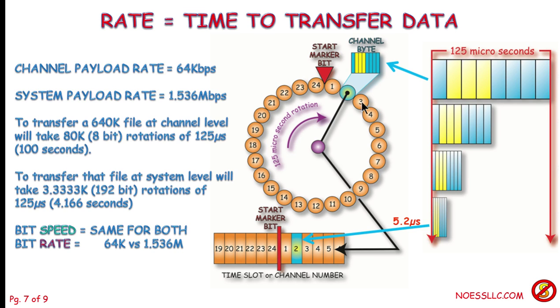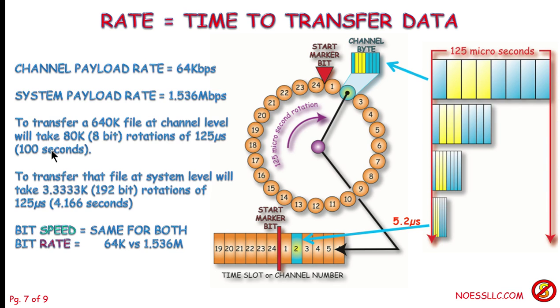But if I don't channelize this, I just use the entire 1536 for me, just for me, I can transfer that very same file at the system level, 1536, and it will take 3.3333K 192-bit rotations. Right, because there's 192 bits total here plus one overhead bit. So I've got 192 bits of possible payload right here of this 125 microsecond rotation, which means that I'm only going to use 4.166 seconds to send that same file that took me 100 seconds up here.